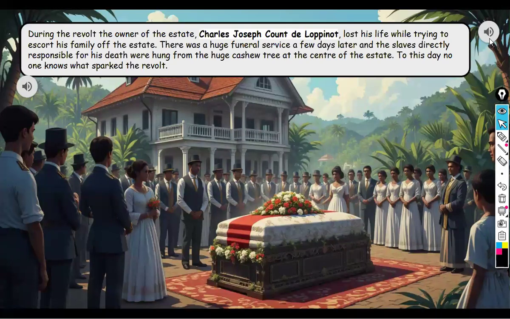All right, so apparently Count Lopinot, who is the owner of the Lopinot estate, well, he died during the revolt. Okay, it's going to be another key part of the story.